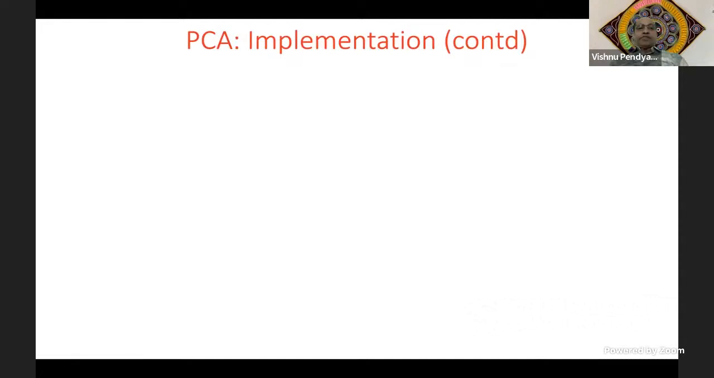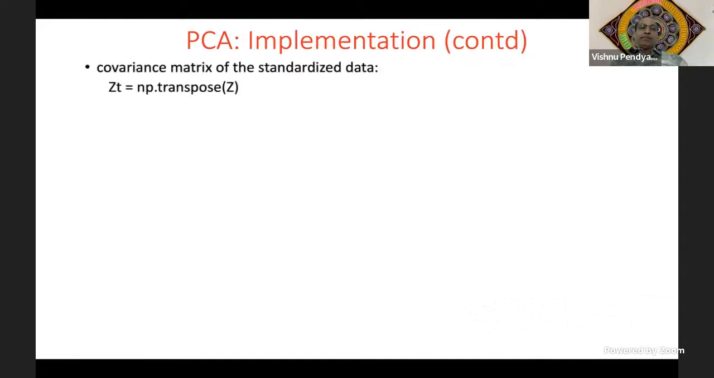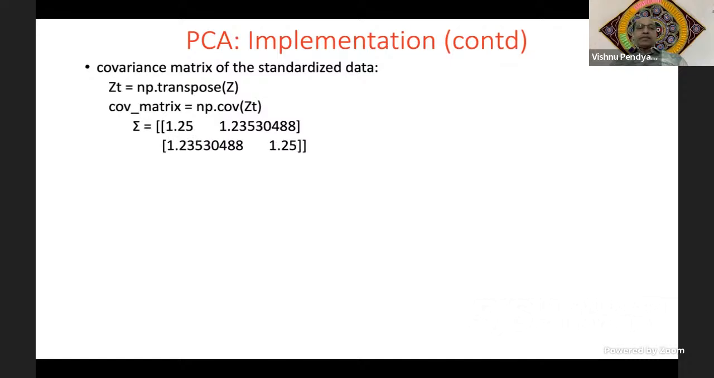Now, what is the next step? The next step is computing the covariance matrix. This again can be computed by first transposing the matrix and then computing the covariance matrix using this method. So this is the covariance matrix. You have to transpose because remember the array is slightly different, right? It's not the direct matrix, it's inverted, it's a transpose. So you have to transpose it again to get the actual covariance matrix.